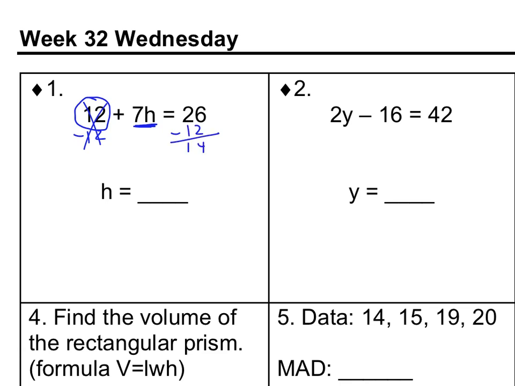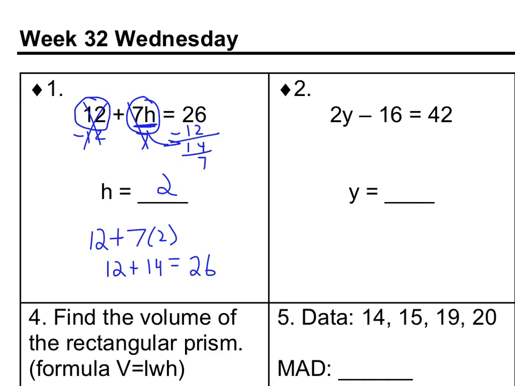So 7h, which is what we have left now, equals 14. So now we can divide by 7, which gets rid of the times 7. Divide 14 by 7, and h is equal to 2. So now we just plug it in and check. 7 times 2 plus 12, and that's going to be 14 plus 12, which is going to be 26. So smiley face for us.